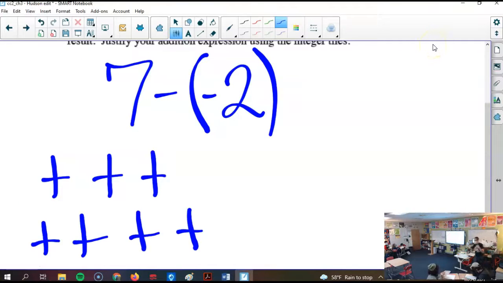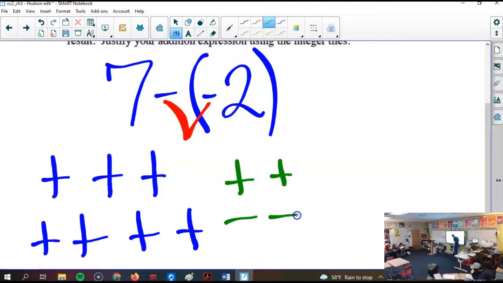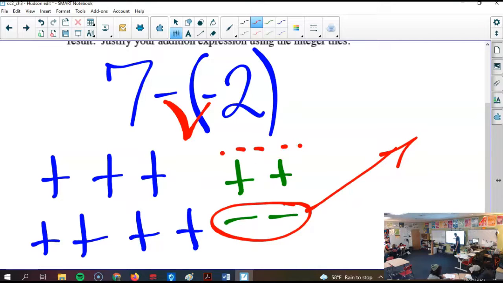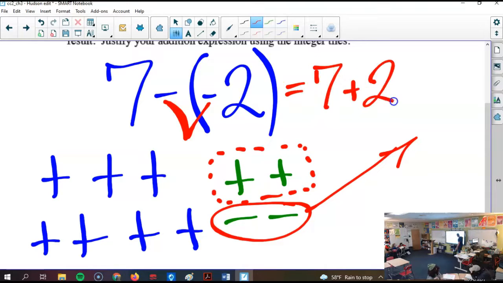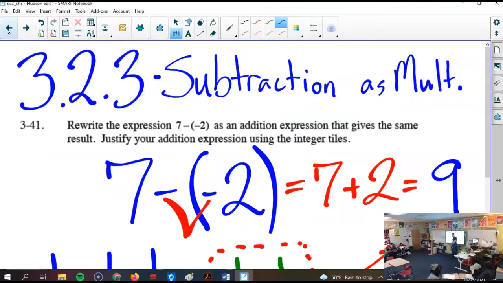That's the reasoning behind the why. I know that I've been training you, and that's really what it has essentially been, that minus a negative becomes plus a positive. But the reason is that when we bring in zeros, these are zeros, right? And then remove 2 negatives, I end up with leftover positives. So it's really +2. And we really get 9. Questions on that one?